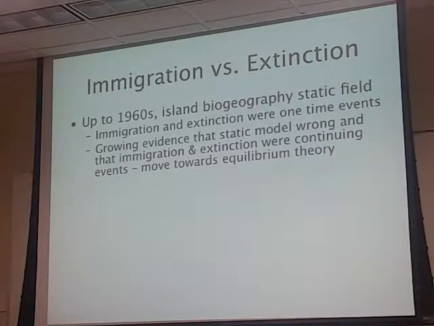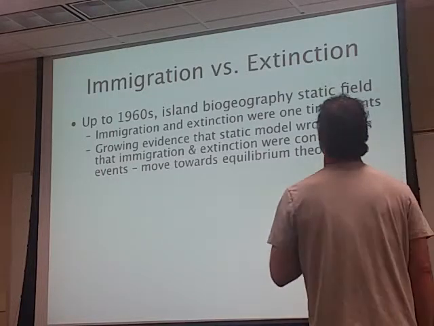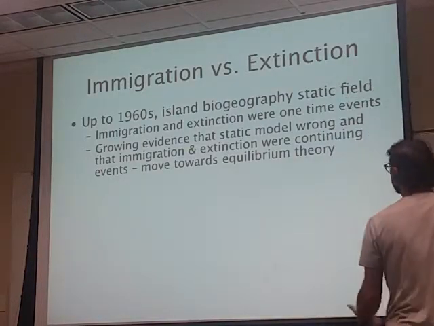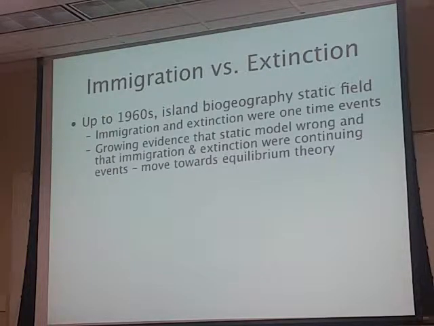So up until the 1960s, which is where we really start to see island biogeography flourish, it was a very static field. People thought that immigration and extinction would be one-time events. So think about a sweepstakes. If something makes it to an island, that's a one-time event, that colonization, and it either makes it or it doesn't. We weren't viewing in the 1960s this idea that immigration and extinction would be ongoing through time.